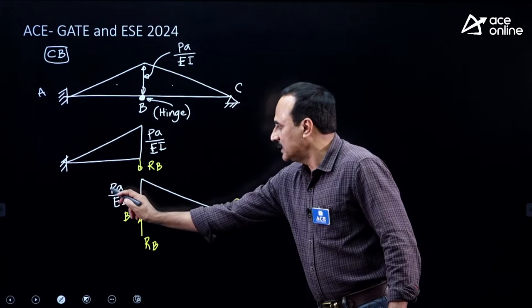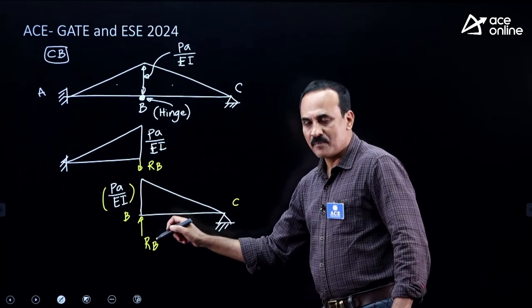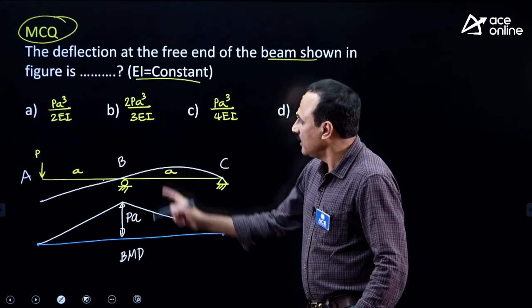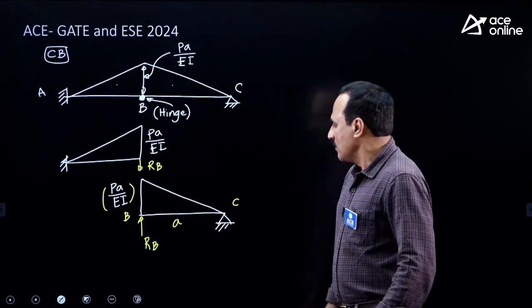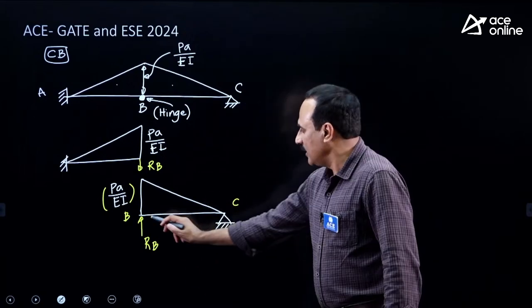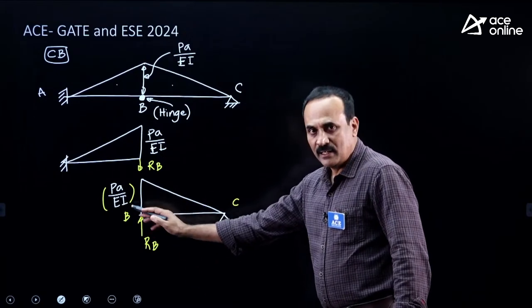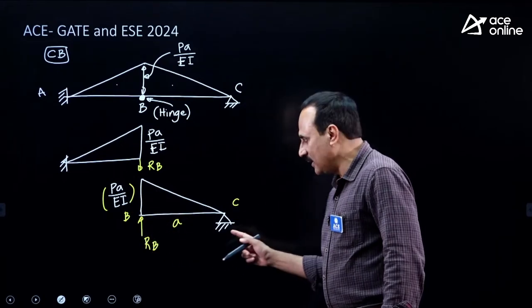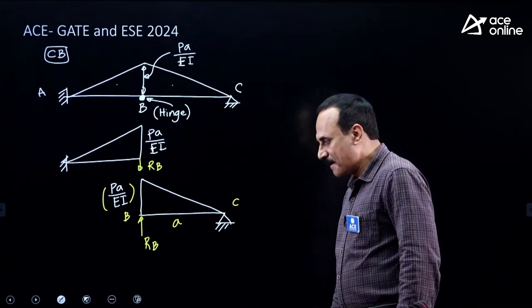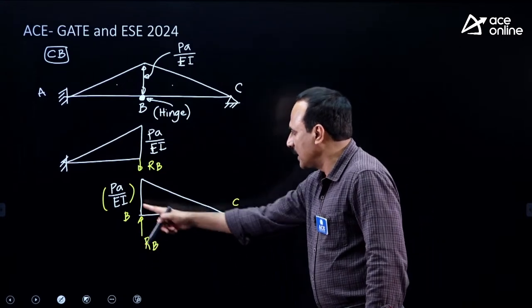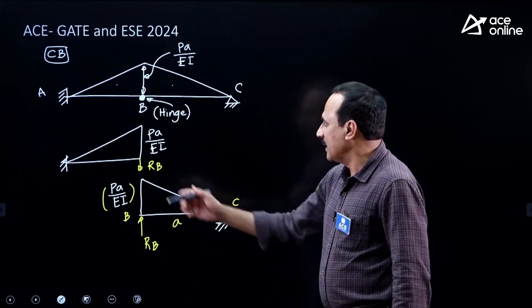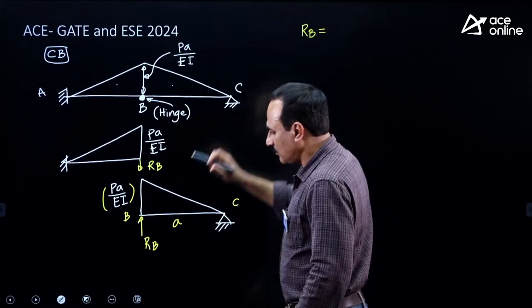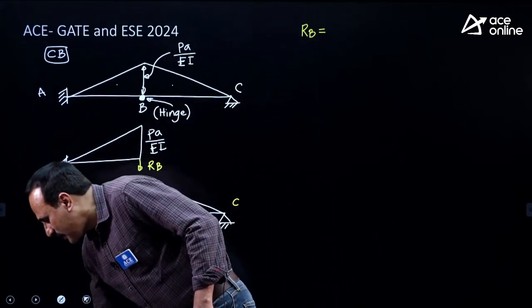Now, this is something like a beam with UVL and length is A. This is also A, this is also A. If you have a beam with UVL of intensity W, this reaction will be higher, WL by 3, WL by 6, you remember? So this will be WL by 3. W is PA by EI. So RB will be, directly I am giving you, WL by 3. W is PA by EI.